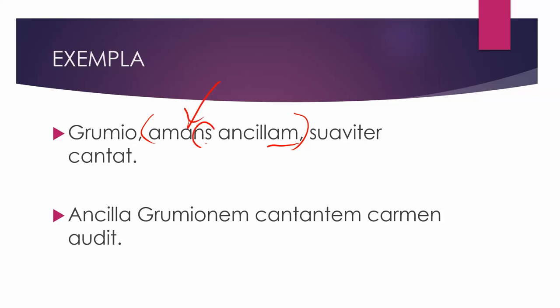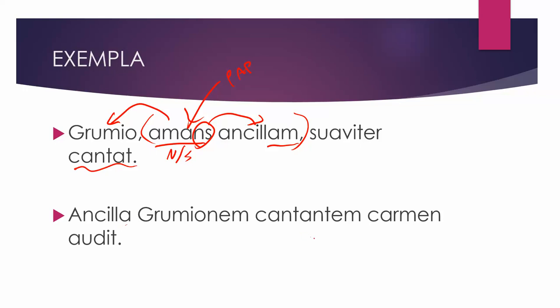Well, this, with the NS, I notice is a present active participle. So I'm going to look at it, and its case is nominative, and it's singular, and it's either masculine or feminine. But that means it's describing the subject. So Grumio, loving the slave girl, notice that the participle is taking the slave girl as a direct object. So Grumio, loving the slave girl, sings sweetly. So there's a case of the present active participle taking a direct object.